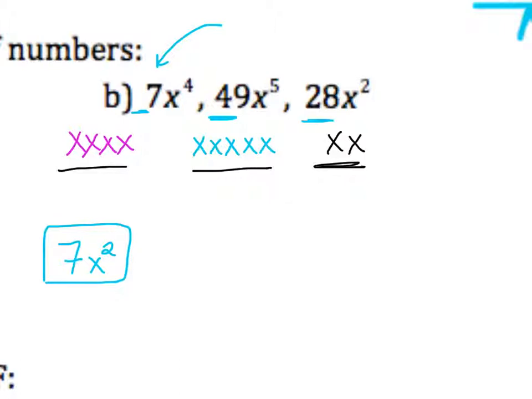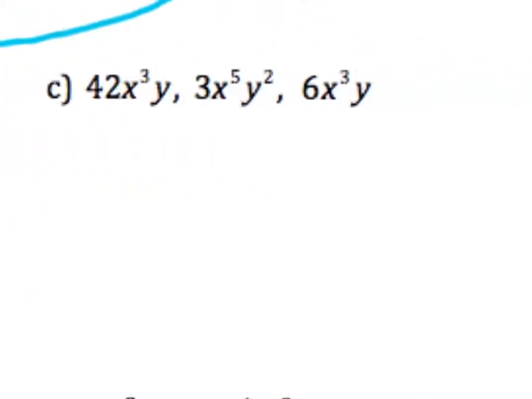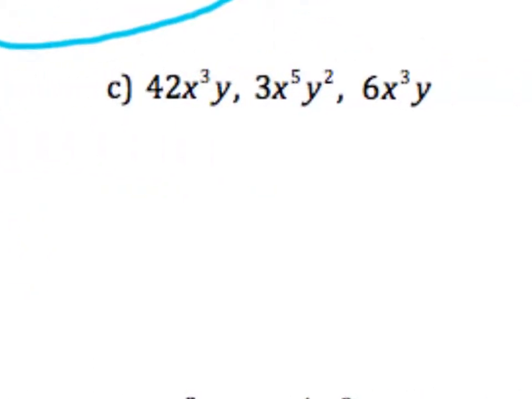Okay, let's try another one here. We've got two variables now and three numbers. Looking at the numbers, 42, 3, and 6, look at the smallest number, which is 3, and see if 3 goes into 6. It does. Does 3 go into 42? Yes. So 3 is your greatest common factor in terms of numbers.